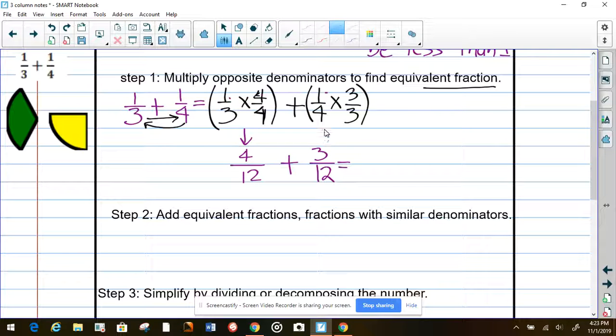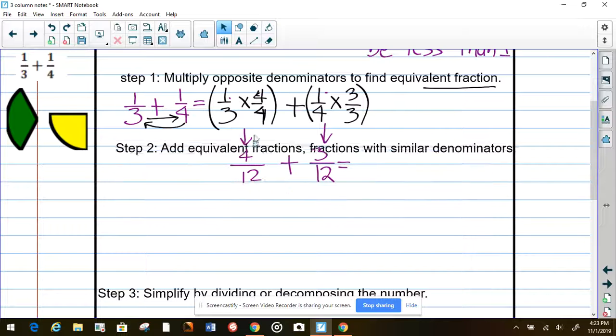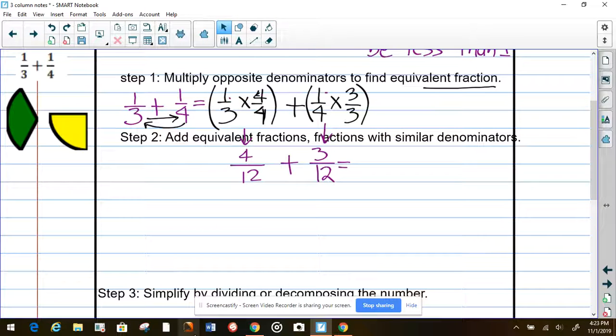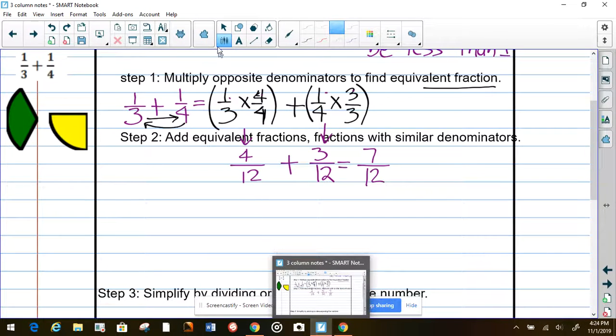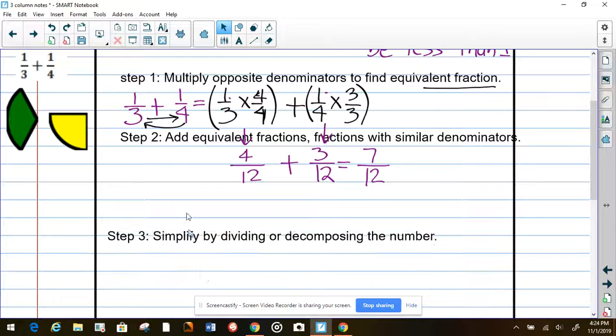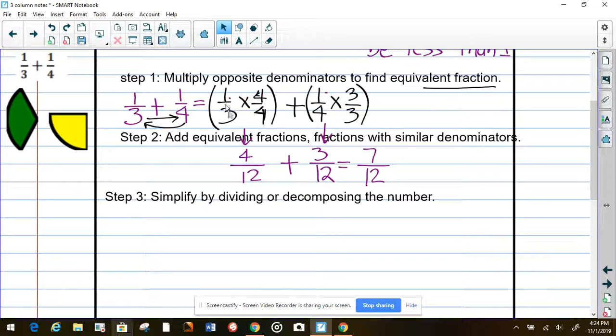My friends, our second step is going to be to add the equivalent fractions. Well, let's do that right now. When we have equivalent fractions and the denominator is the same, then you write the denominator, you add the top, and then you're done with that problem. Okay, now, these problems do not need to be simplified. I'm just showing this to you because this is coming up later on.